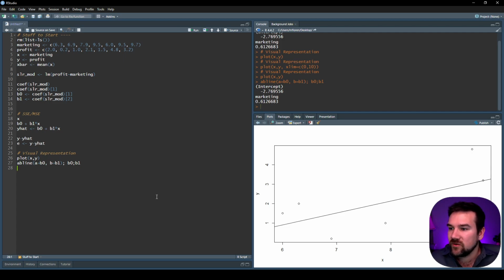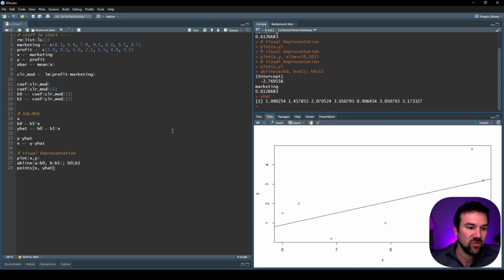All right, so here's what I'm going to do. I'm going to put the y-hats on here. So I'm going to use the points command. This just adds data points. So I'm going to do x as my x value and y-hat as the y value. What I want you to see is what all these y-hats that we made are, graphically. These are associated with the respective x values. Remember, we plugged in the x's to get them.